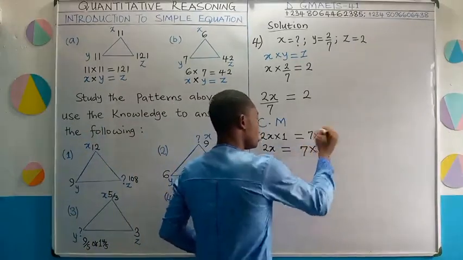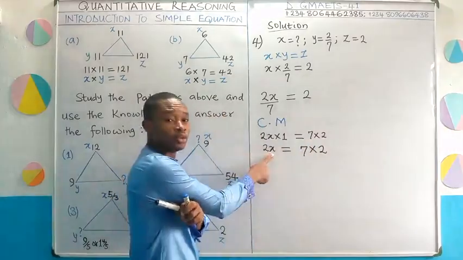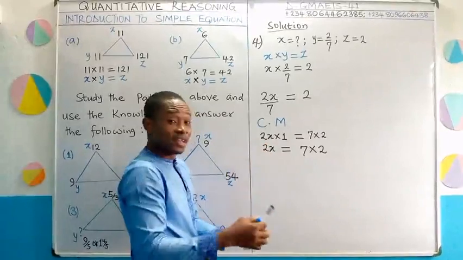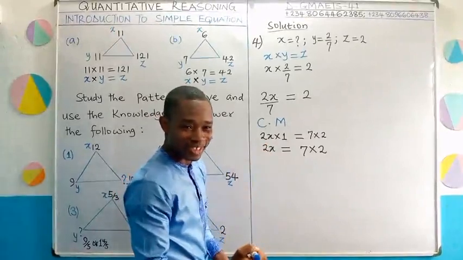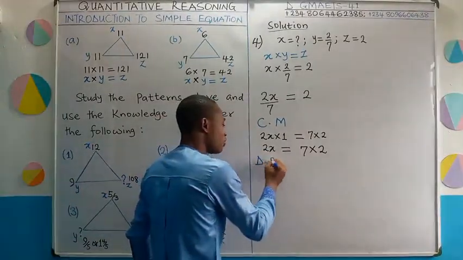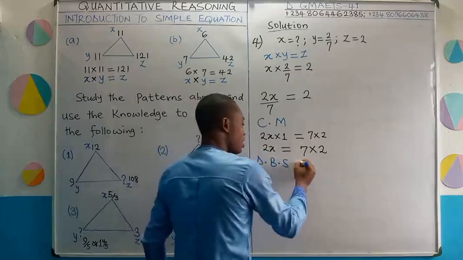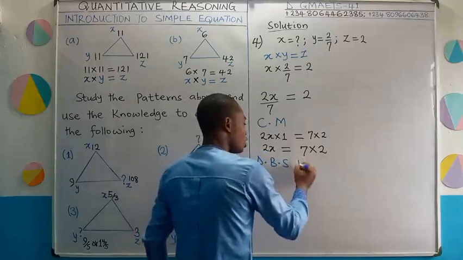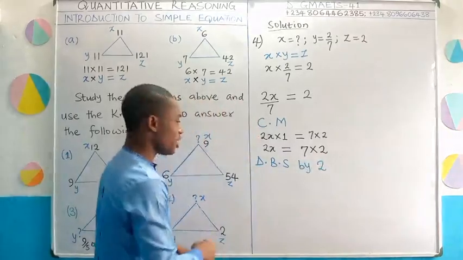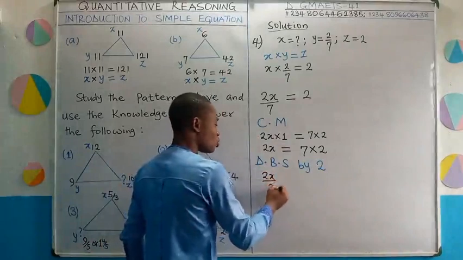So from here, you see clearly that this x, which is the unknown, is carrying a coefficient. 2 is multiplying it. Therefore, what do we do? That is correct, divide both sides by 2. Whenever you have a coefficient of the unknown, divide both sides by the coefficient of the unknown. So the left hand side 2x, I'll have 2x over 2.